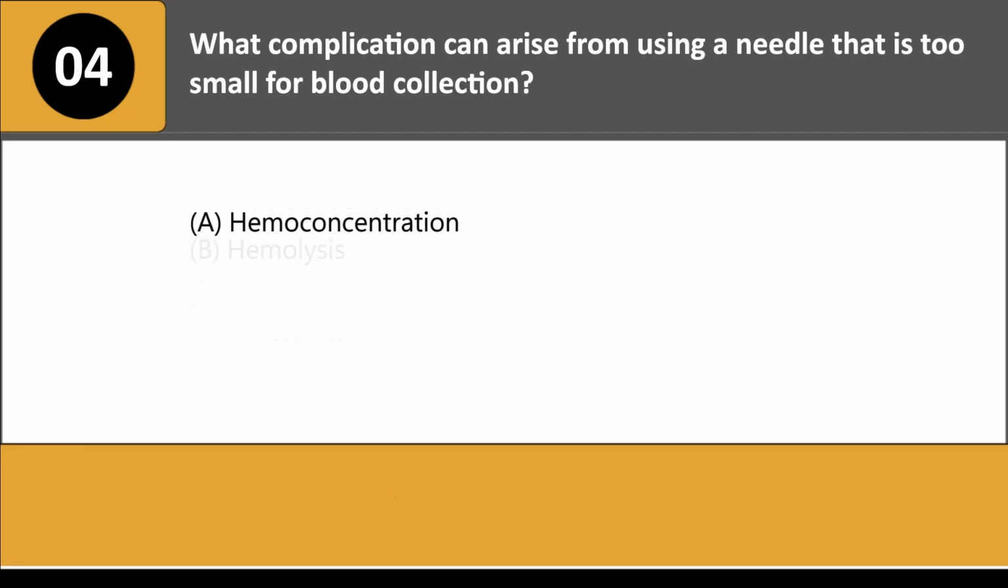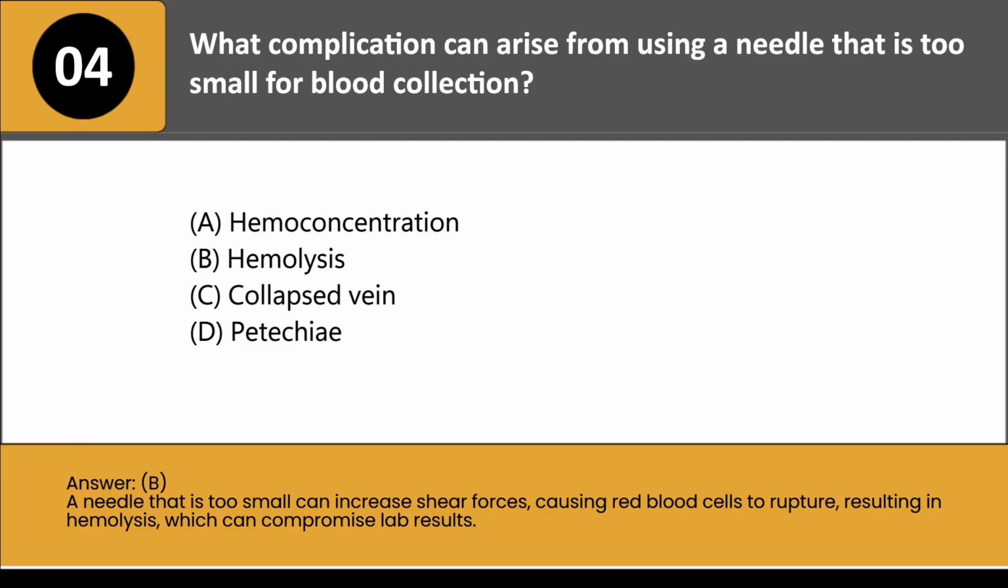What complication can arise from using a needle that is too small for blood collection? A. Hemoconcentration. B. Hemolysis. C. Collapsed vein. D. Petechiae. Answer: B. A needle that is too small can increase shear forces, causing red blood cells to rupture, resulting in hemolysis, which can compromise lab results.